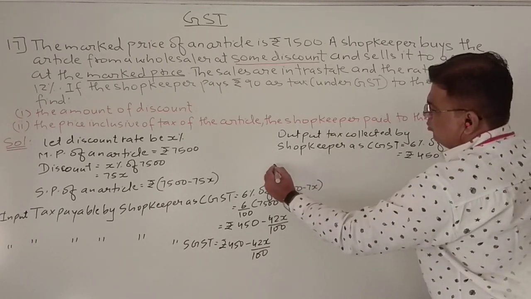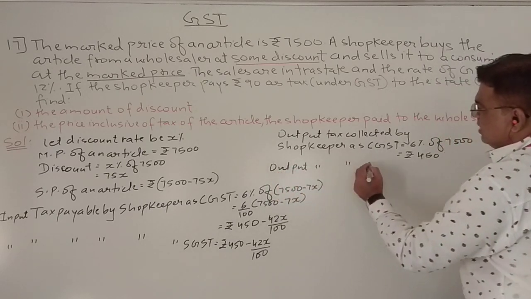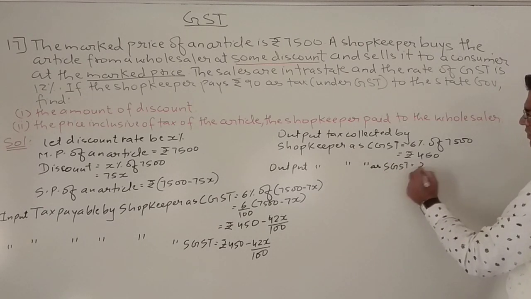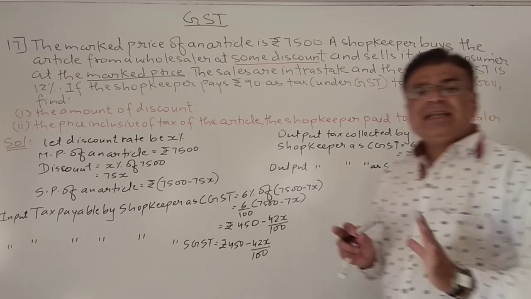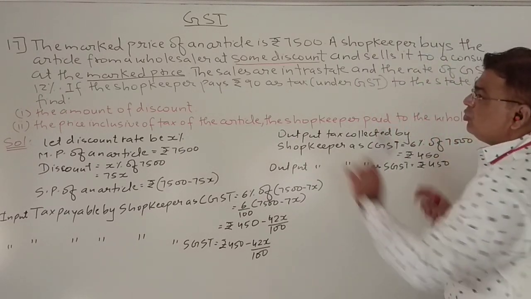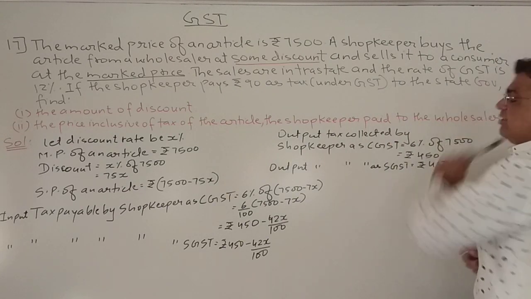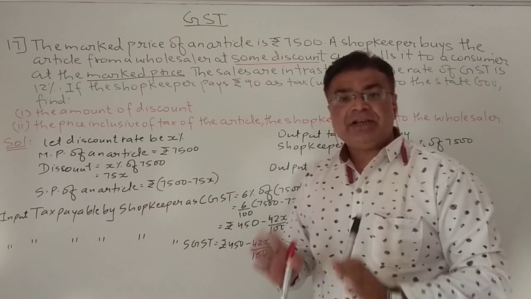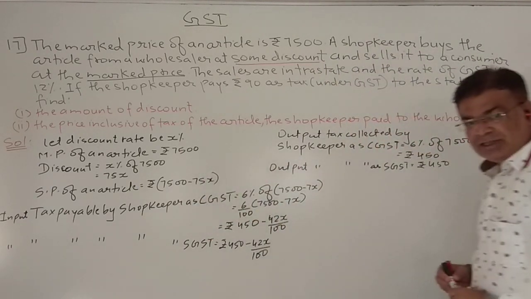So 6% will be 450. Again, output tax collected by the shopkeeper as SGST will also be rupees 450. So what is the net tax payable? Now see, it is already written that the shopkeeper pays rupees 90 as tax to the state government. So the shopkeeper has paid tax of rupees 90. So it means that output tax is more than input tax over here.